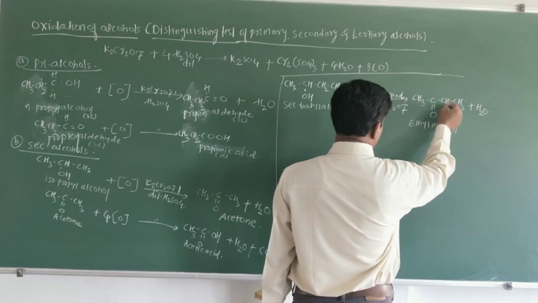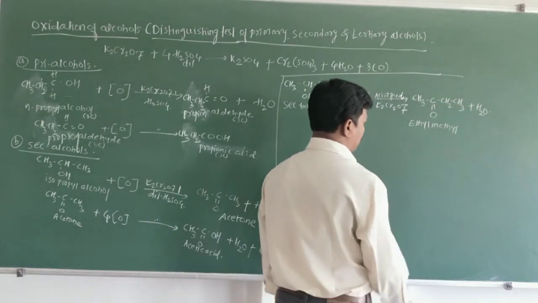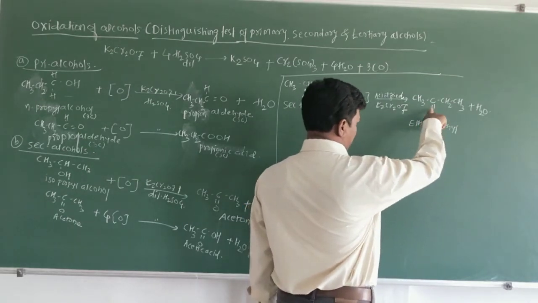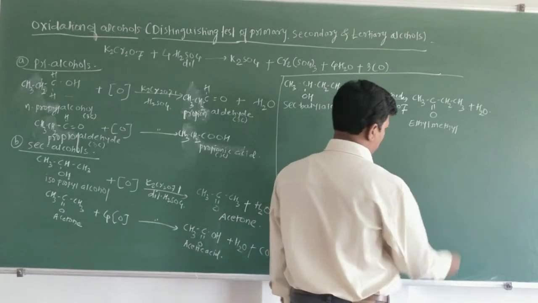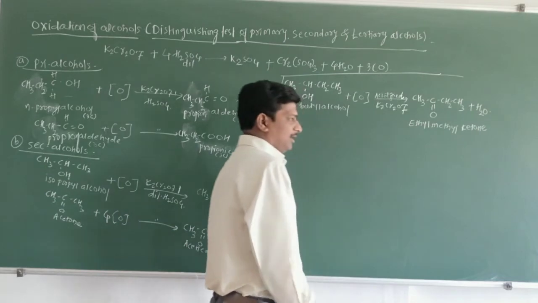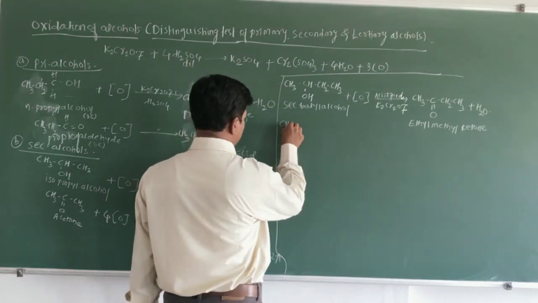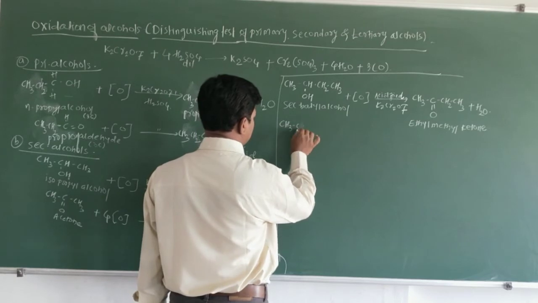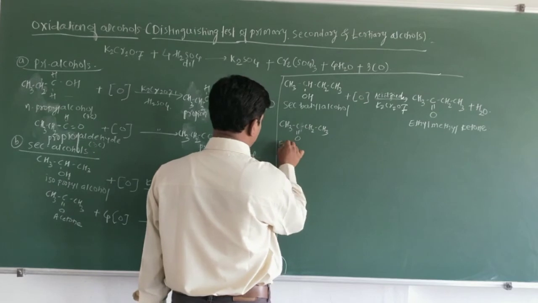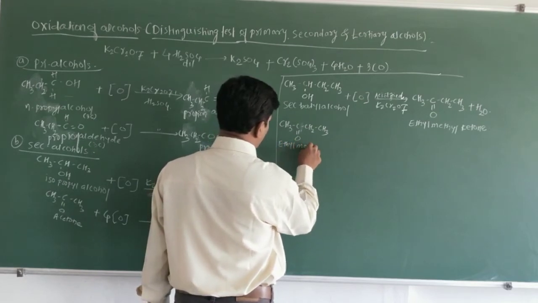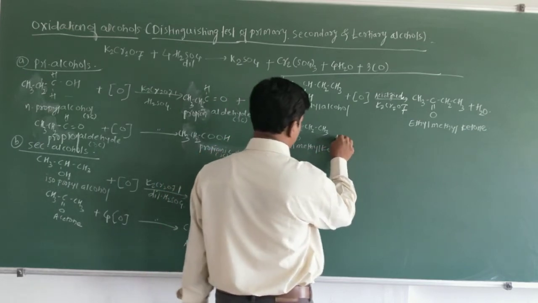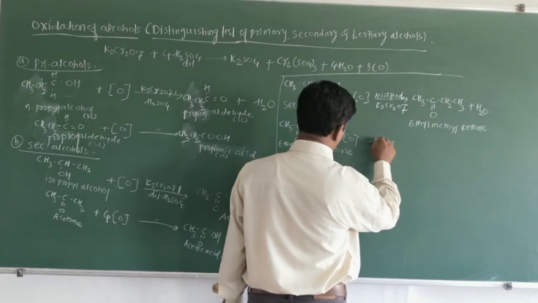Because CH2CH3 is the ethyl group and CH3 is the methyl group, and these two alkyl groups are attached to the C double bond O carbonyl group, therefore it is the ethyl methyl ketone. Okay, now this ethyl methyl ketone, CH3 C double bond O CH2 and CH3, on further oxidation with acidified K2Cr2O7.